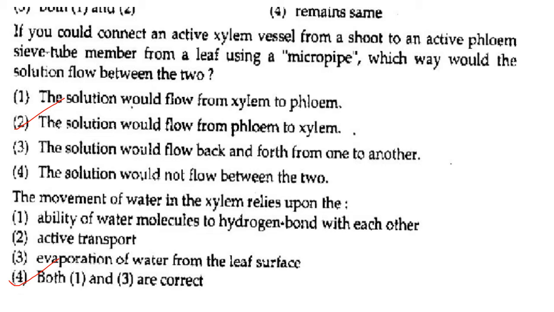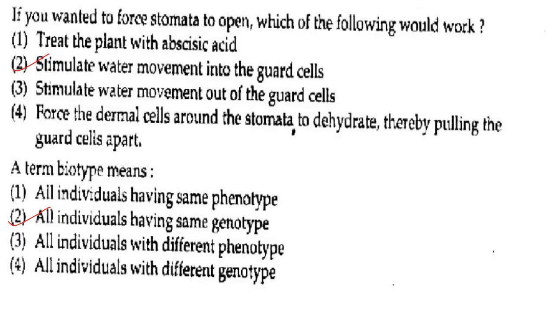Next one. The movement of water in the xylem relies upon the option 1, ability of water molecules to hydrogen bond with each other. Option 2, active transport. Option 3, evaporation of water from the leaf surface. And option 4, both 1 and 3 are correct. Answer is option 4, both 1 and 3.